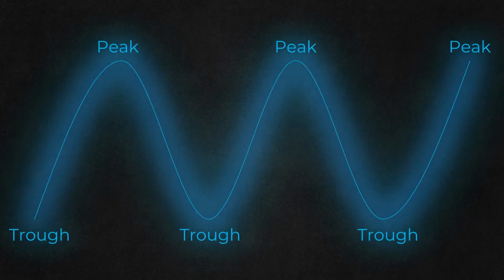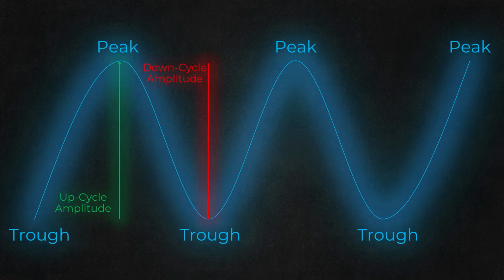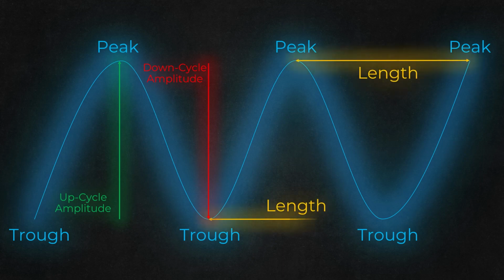The cycle amplitude is the height of this wave. The amplitude from a trough to a peak is called upcycle amplitude, and the amplitude from a peak to a trough is called downcycle amplitude. The cycle length is the distance between two peaks or the distance between two troughs. We can analyze the highs and lows in the price chart with these elements in mind.